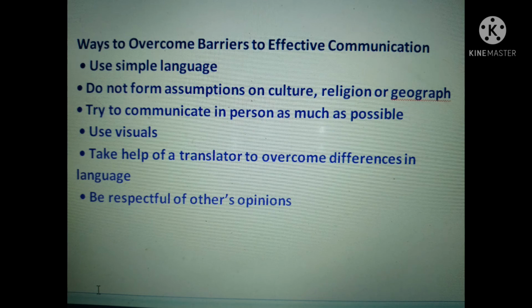Then, ways to overcome barriers to effective communication: use simple language, and do not form assumptions on culture, religion, or geography. Try to communicate in person as much as possible. Use visuals. Take the help of a translator to overcome differences in language. Finally, be respectful of others' opinions.